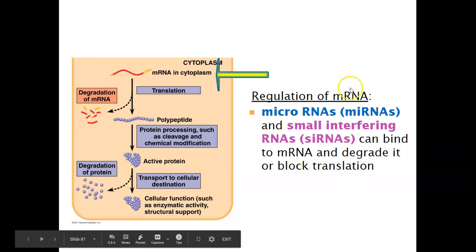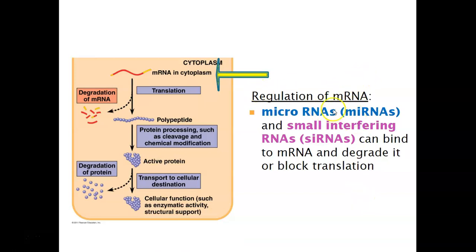You can also regulate mRNA. There are small interfering RNAs and microRNAs that can bind to and degrade and/or block mRNA from being translated. So even if you do make mRNA and it leaves the nucleus, you can actually stop it before it makes it to the ribosome for translation.